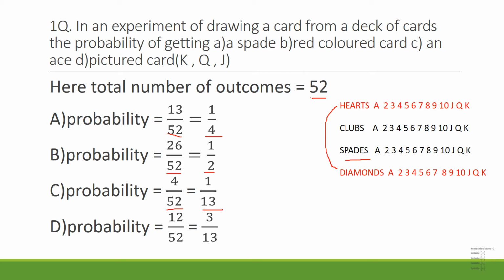D question, picture card. The picture cards are king, queen and jack. In each suit we have 3 picture cards, so totally 3 into 4, that is equal to 12 picture cards. So the probability will be 12 by 52, that is equal to 3 by 13.